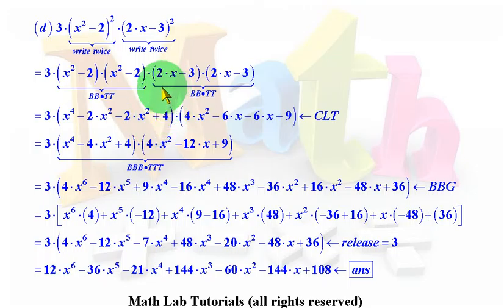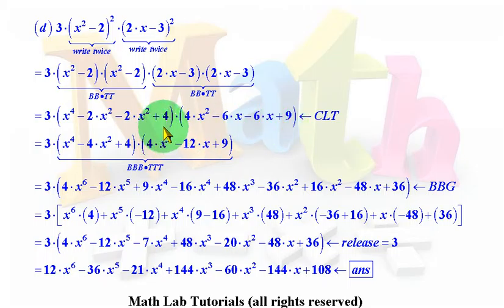Now we'll expand the second set of brackets, again using 2 bullets and 2 targets. 2x dot 2x is 4x squared, 2x dot negative 3 is minus 6x, minus 3 dot 2x is minus 6x, and minus 3 dot minus 3 is 9.